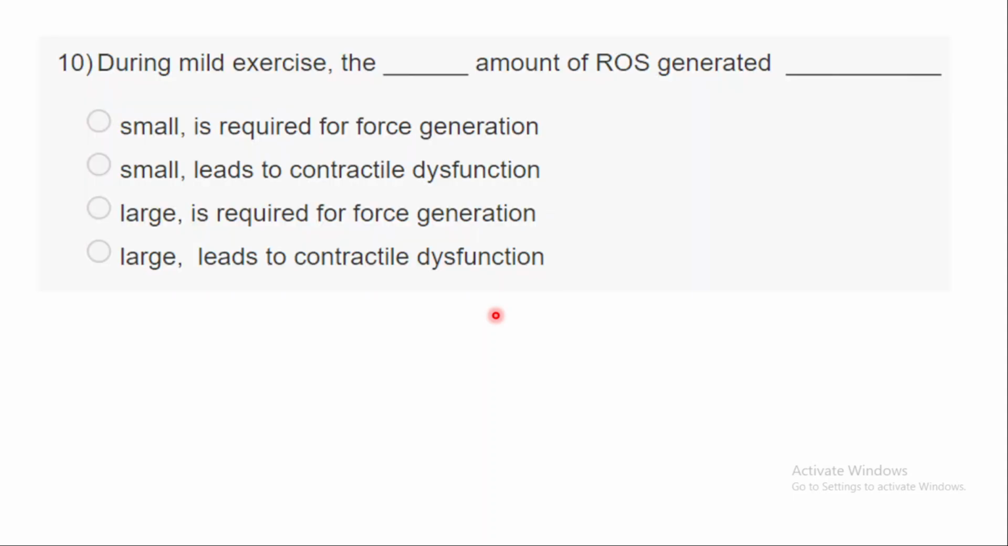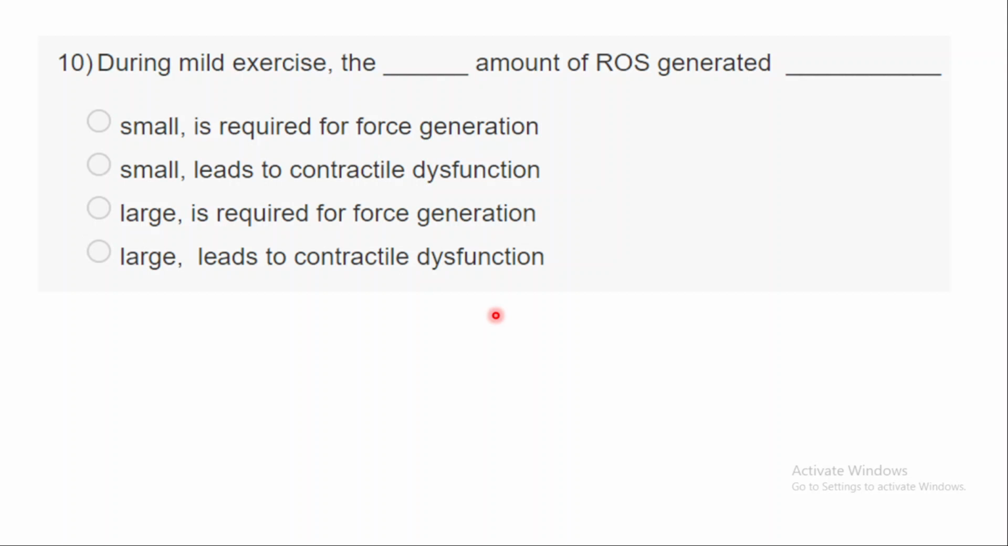Question number 10. During mild exercise, the dashed amount of ROS generated dashed. Small amount of ROS generated is required for force generation. Small amount of ROS generated leads to contractile dysfunction. Large amount of ROS generated required for force generation. Large amount of ROS generated leads to contractile dysfunction.